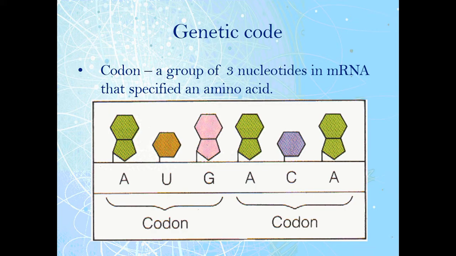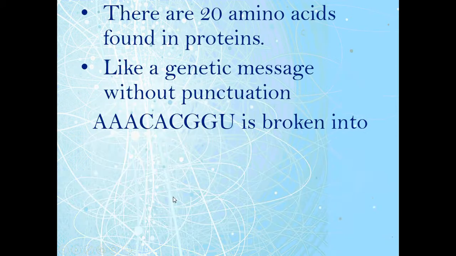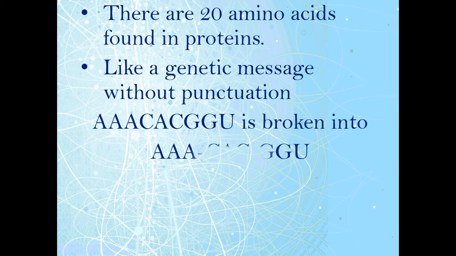So within the genetic code, the letters, or the nucleotides, are grouped together in groups of 3. On the mRNA, that group of 3 is called a codon. Each codon codes for an amino acid, and there are 20 amino acids that are possible to be found in proteins. Some of them we make in our bodies, and some of them we eat. So this long string of letters here is like a genetic message without punctuation or spaces between the words. So we can break it down into groups of 3, and each group of 3 can represent an amino acid that combines together to make a protein.